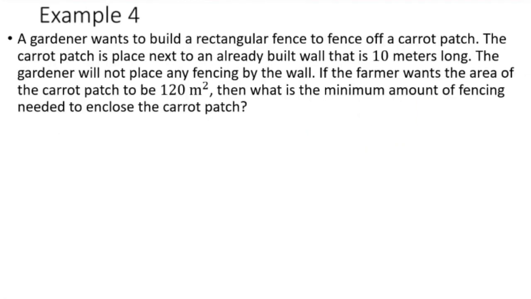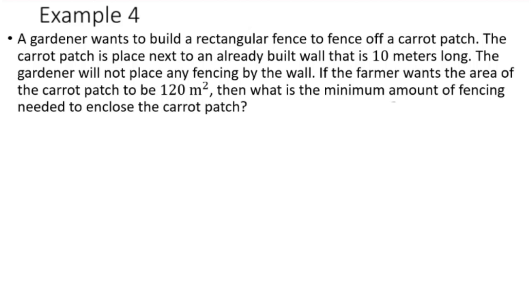Suppose a gardener wants to build a rectangular fence to fence off a carrot patch. The carrot patch is placed next to an already built wall that is 10 meters long. The gardener will not place any fencing by the wall. If the farmer wants the area of the carrot patch to be 120 meters squared, then what is the minimum amount of fencing needed to enclose the carrot patch?